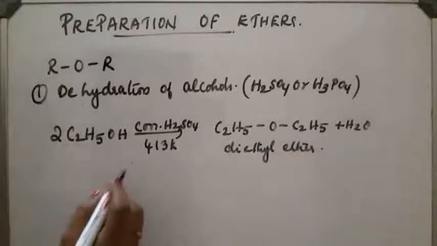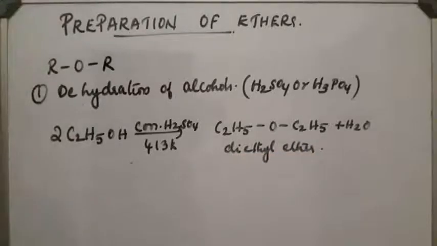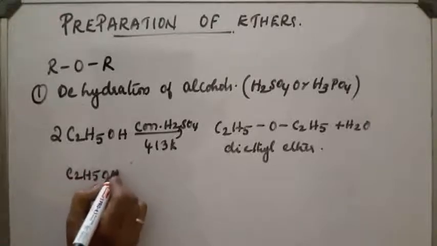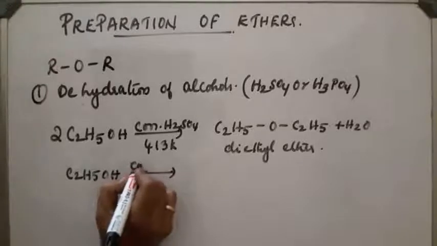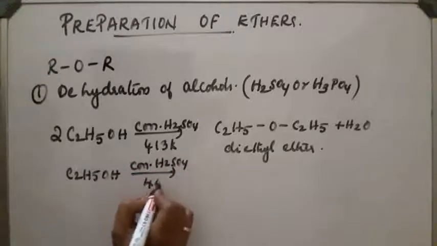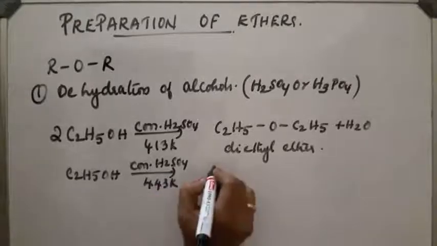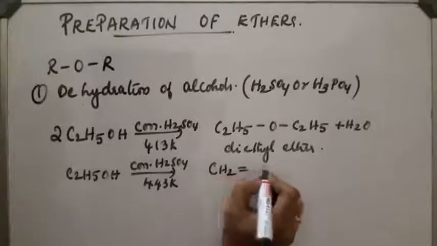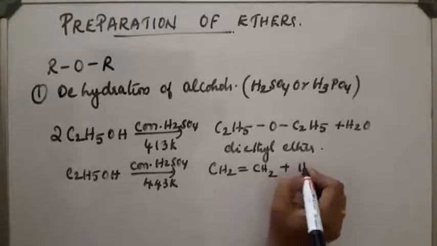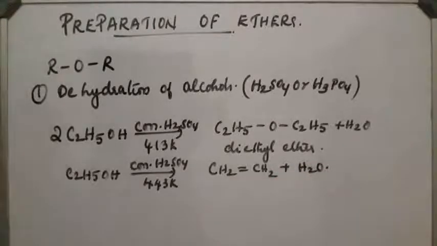If the temperature is raised from 413 to 443 Kelvin, the product obtained will be an alkene. Concentrated H2SO4 and the temperature is 443 Kelvin. Product will be CH2=CH2 plus H2O. Alkene will be obtained.